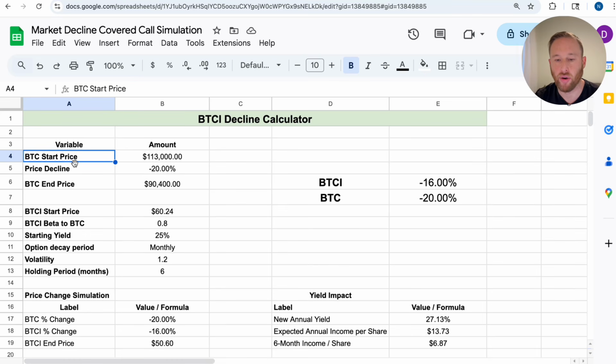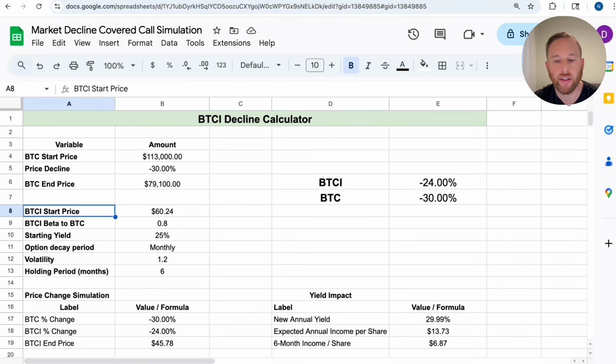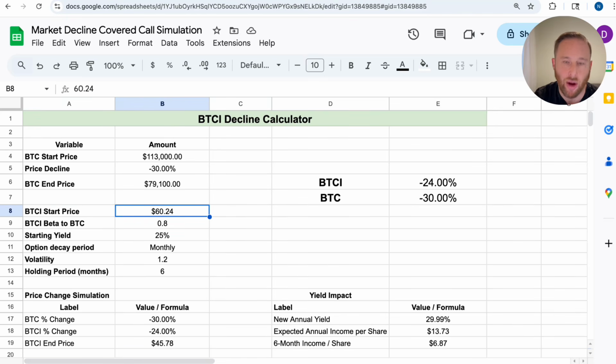All right. So in this case, we start with our simulation. We start with Bitcoin at today's current price of 113K, and let's assume it'll go down by 30% in the next 6 months. 30%. All right. So we're going from 113K to 79K in a 6 month period. Okay. Similarly, BTCI, which is today's price of $60.24, will also decline. But how much will it decline?